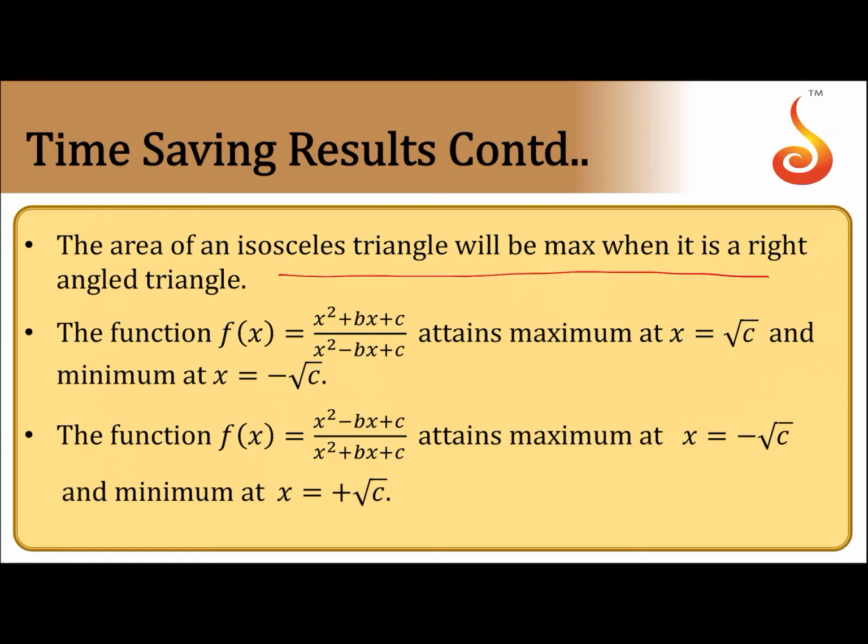The area of an isosceles triangle is maximum when it is a right angle triangle. Similarly, for a quadrilateral inscribed in a circle, a square has the maximum area. These are some of the points related to the applications of derivatives.